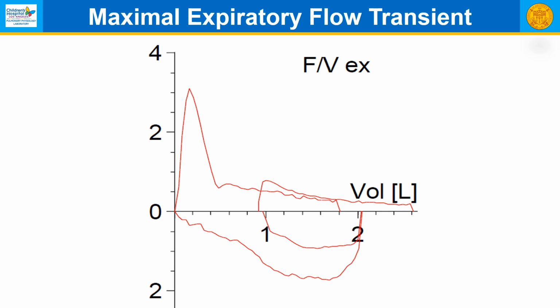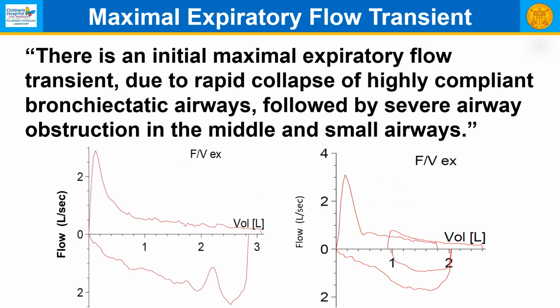When many of us were kids, we would blow up a paper bag and pop them. We're not popping bronchiectasis, but it's the same thing. All of a sudden, you're taking a deep breath, then you generate a positive intrathoracic pressure, and you collapse these saccular bronchiectatic sections, and then what you're left with is the very severe obstruction in the remainder of the airways. So that gives you what's called a maximal expiratory flow transient.